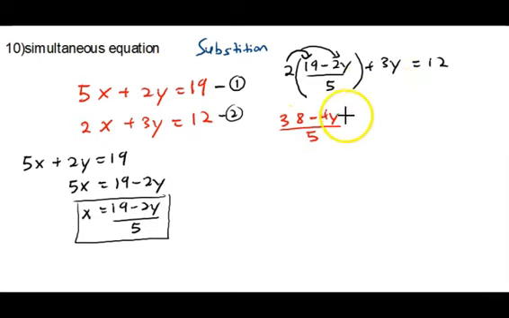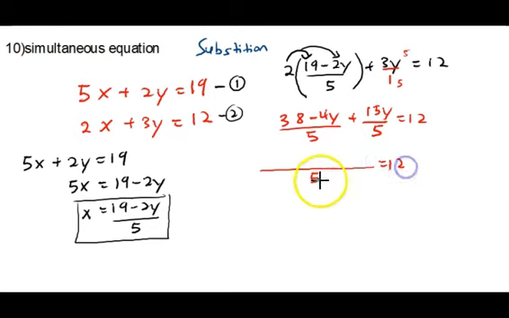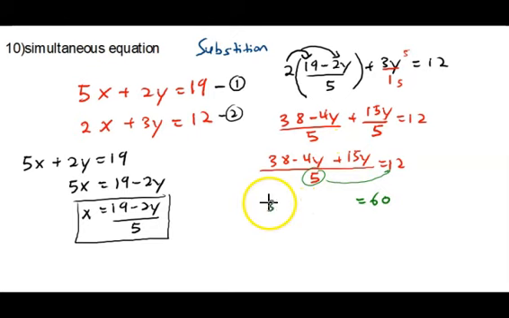And look at here, this is over 1, right? So we have to multiply with 5. So here we get 15y over 5. Now we can make it over the same denominator, which is 5, and 38 minus 4y plus 15y. So the 5 will be multiplying with 12, so you'll be getting 60, and we simplify 38.